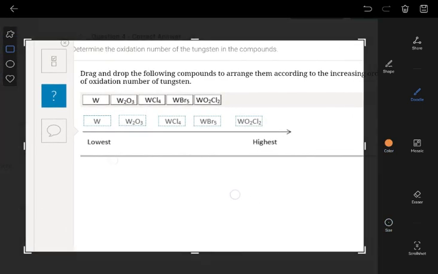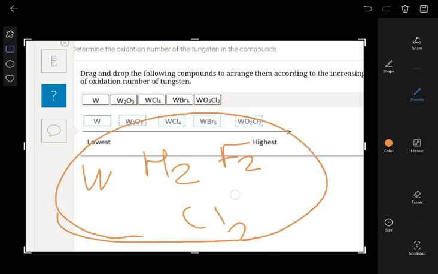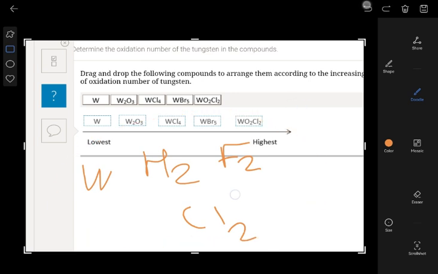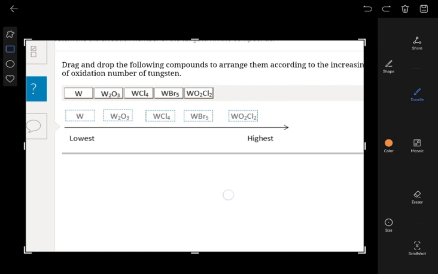Okay. Anything in its elemental state, that's the first rule. So for example H2, F2, Cl2, like this, it's always going to be 0. Anything in its elemental state is 0. So this is the lowest. It's 0. We know that this is -2.